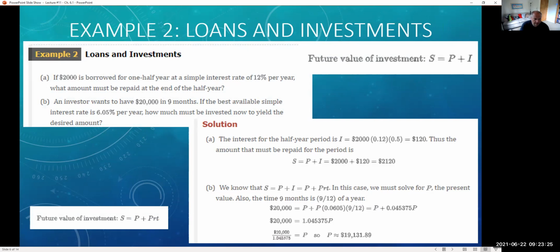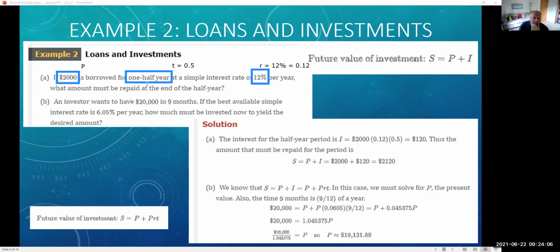So we're going to start by thinking about all the different quantities we see in here. And I see in here 2,000, that's the principal. And then I see a half a year, okay? So that is our time. And it'll be 1/2 this time, or 0.5. And then we have a simple interest rate of 12%, which tells you that the rate is 12%, which is the same as 0.12 as a decimal.